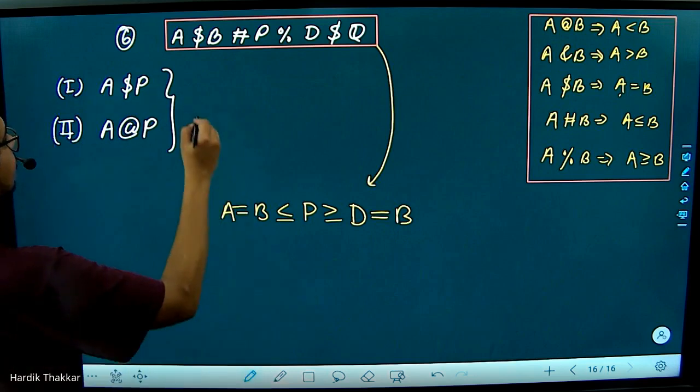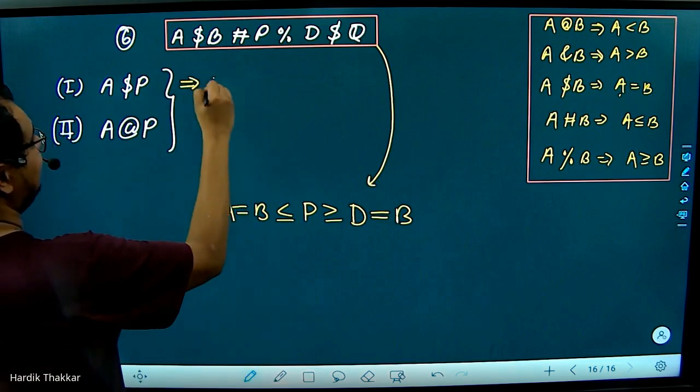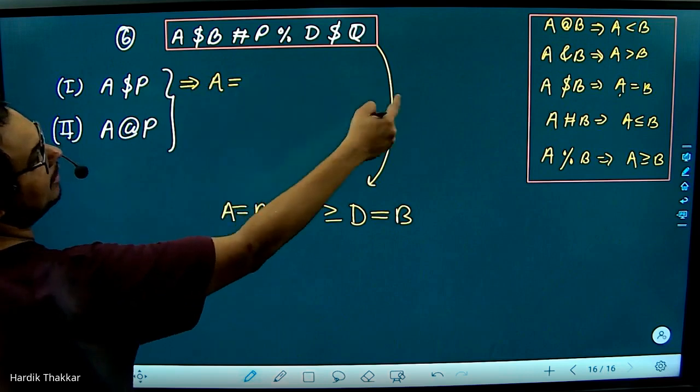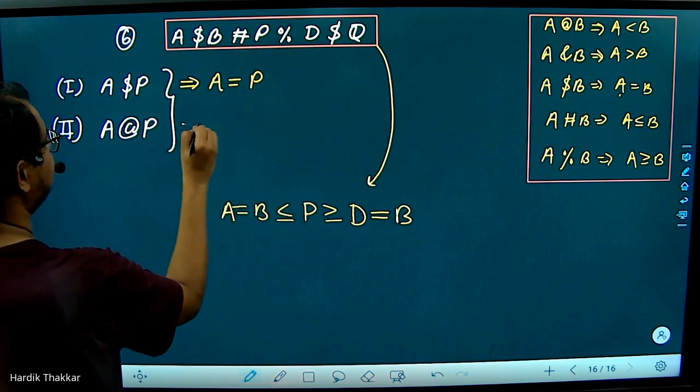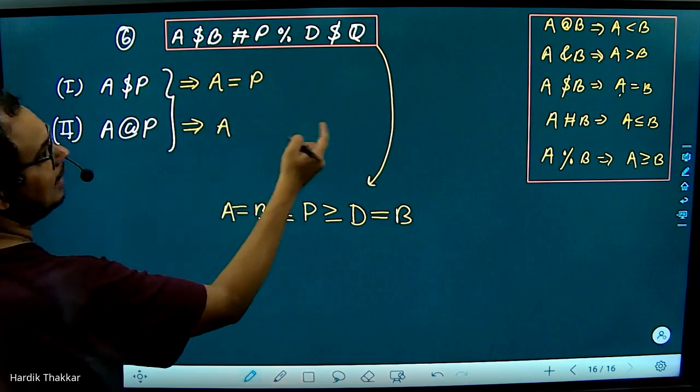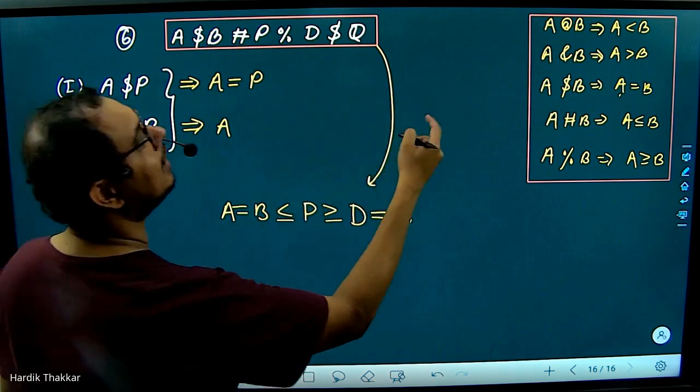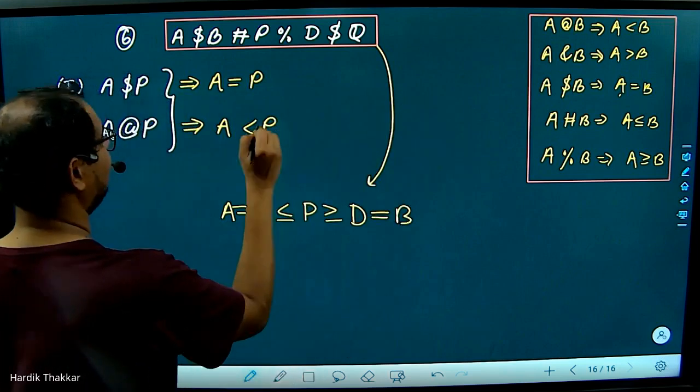Now in the conclusion also, dollar means equals to, so A is equals to P. Here A is less than P. So there are two conclusions. But again, we have that condition where the signs are facing towards each other for P. For P, we have the signs facing towards P only, so it will be non-conclusive.